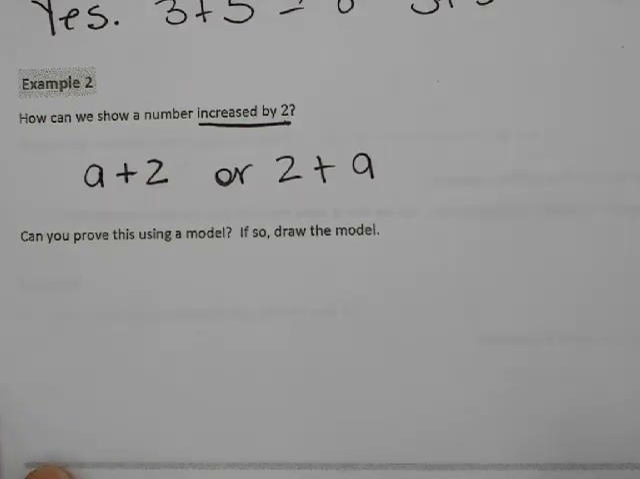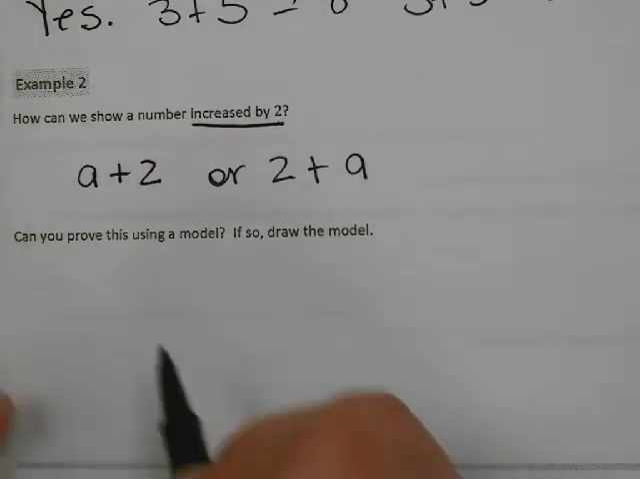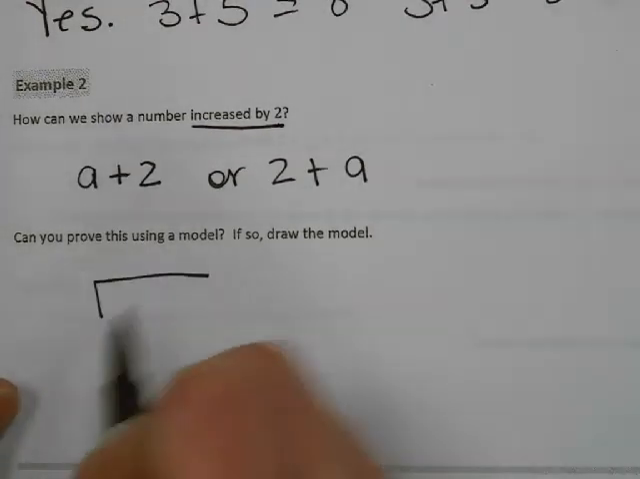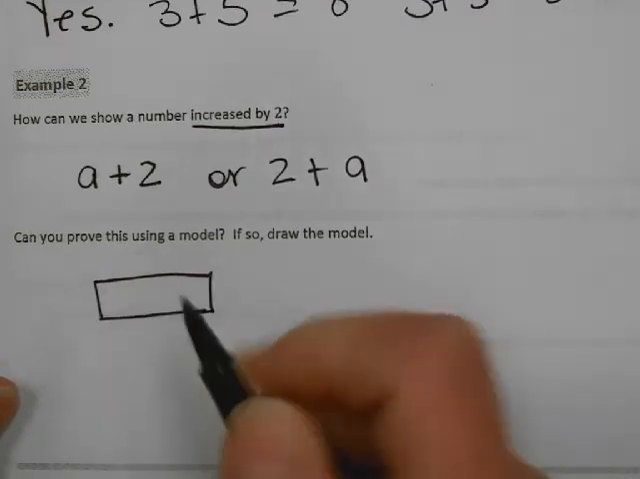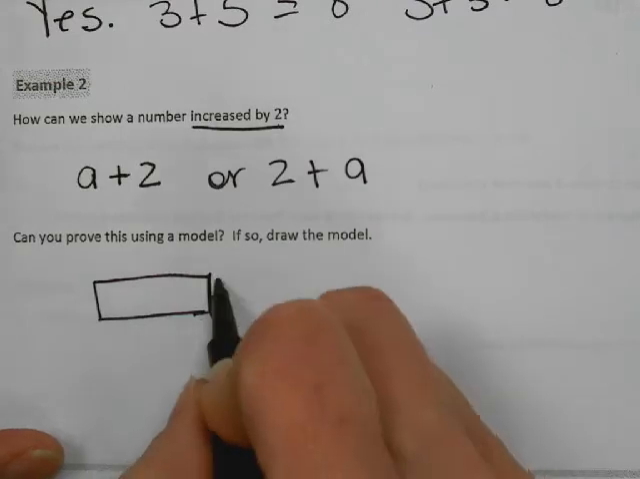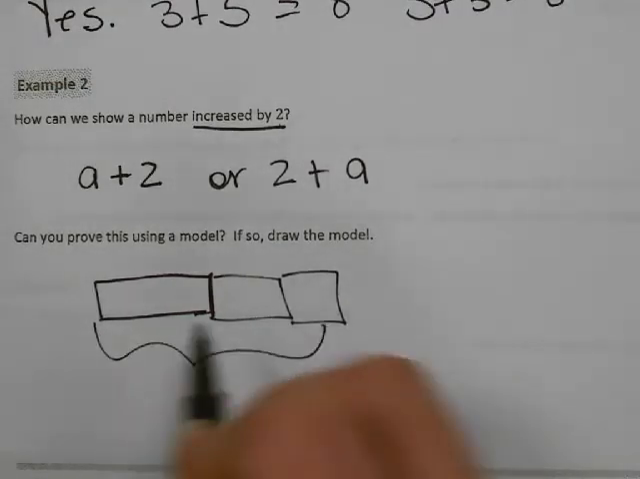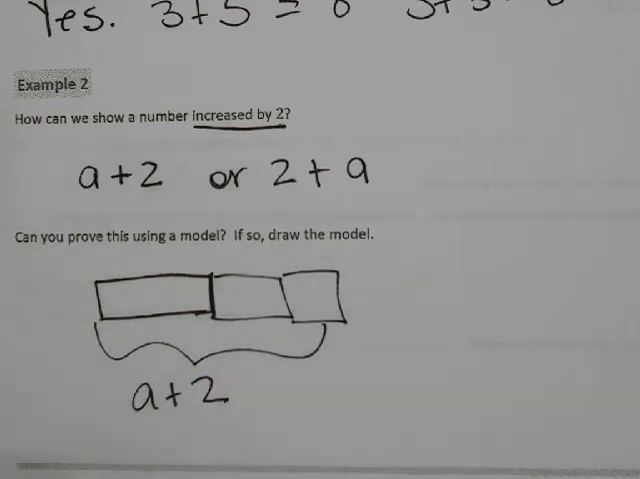So if I was going to use a tape diagram or bar diagram like we just saw, then this first part would be my A. Again, I'm not sure what that is equal to. I would have to separate that out once I found out. But then this would be my 2. So A plus 2 would look like this.